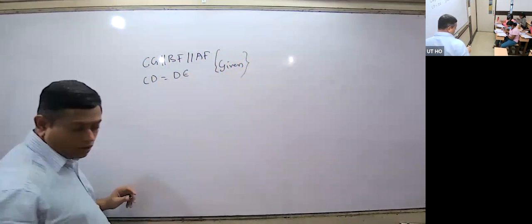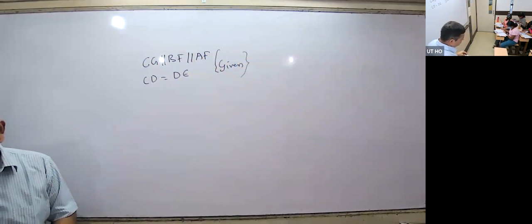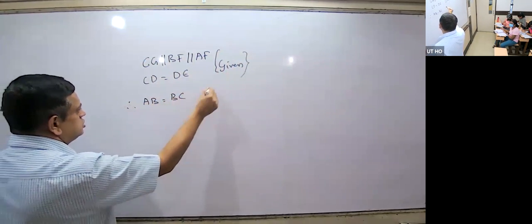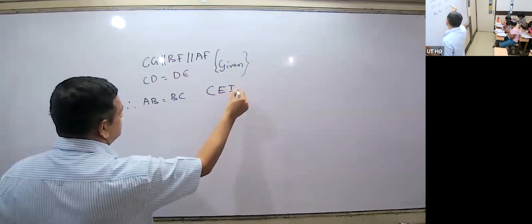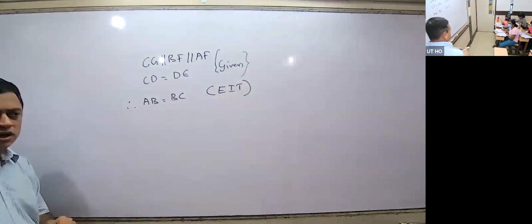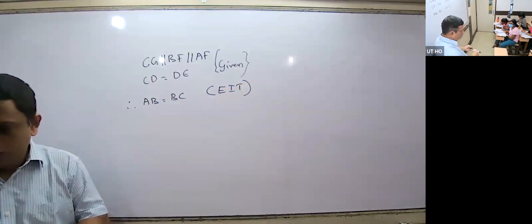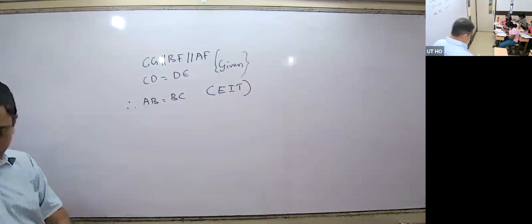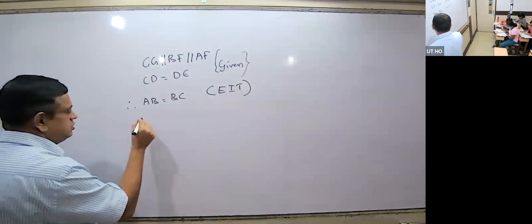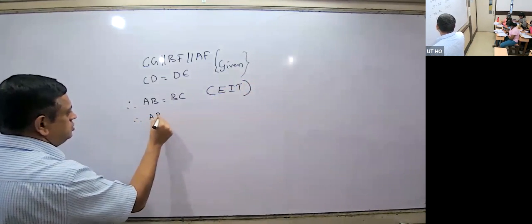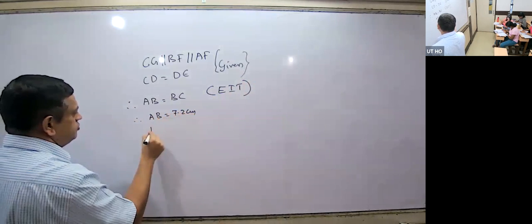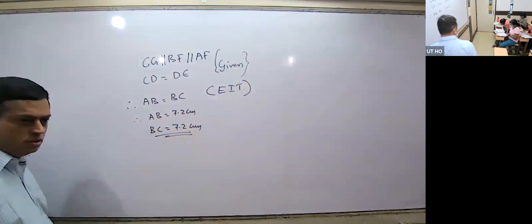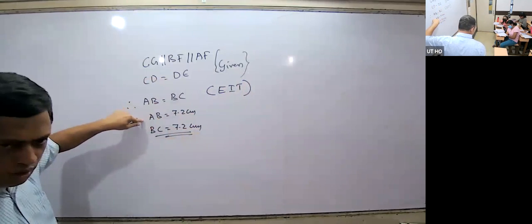Therefore, what do you need to find out? The relation between what and what? AB and BC. Therefore, AB is equal to BC. Reason is what? Equal intercept theorem. Don't write EIT, okay? I wrote the short form, but in the exam, don't use EIT; write equal intercept theorem. Now, what is the value of AB given? 7.2 centimeter, therefore BC is equal to 7.2 centimeter. Who said DE is 7.2? DE and AB are not equal.